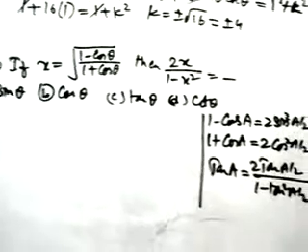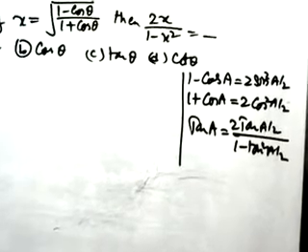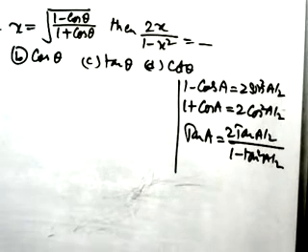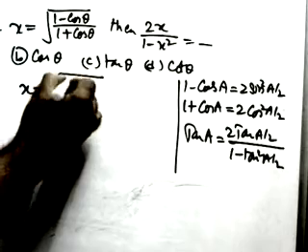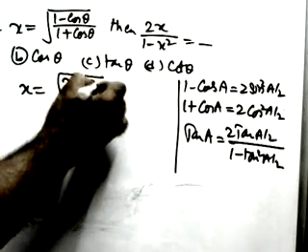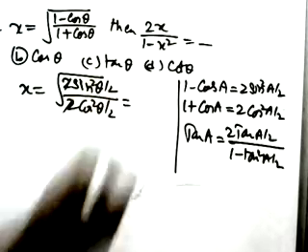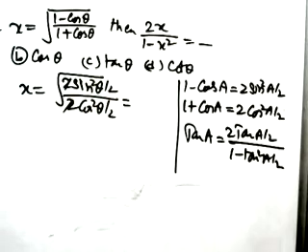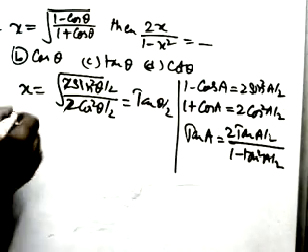So these are the easy questions we are doing today. Now you see what is the next concept. We know 1 minus cos A is 2 sin square A by 2, 1 plus cos A is 2 cos square A by 2, and tan A is 2 tan A by 2 by 1 minus tan square A by 2. Now let us use the formula x equals the square root of 1 minus cos A over 1 plus cos A, which is 2 sin square A by 2 over 2 cos square A by 2. The 2s get cancelled, sin by cos is tan, the square root gets cancelled, and we are left with tan theta by 2.